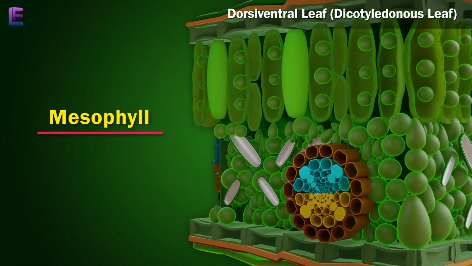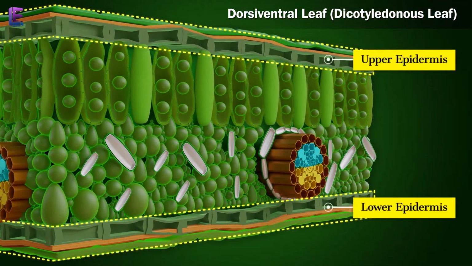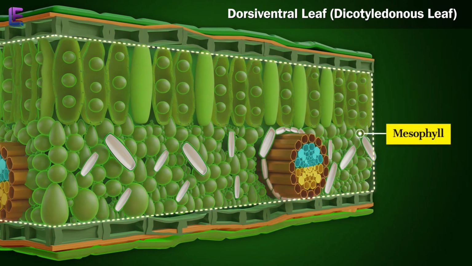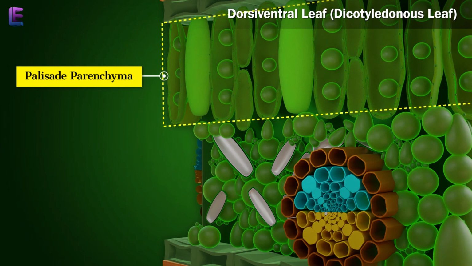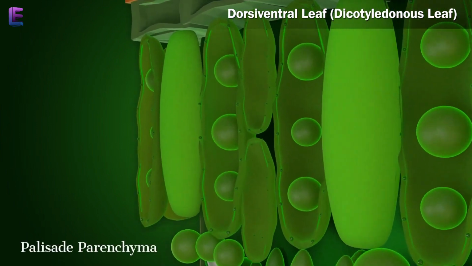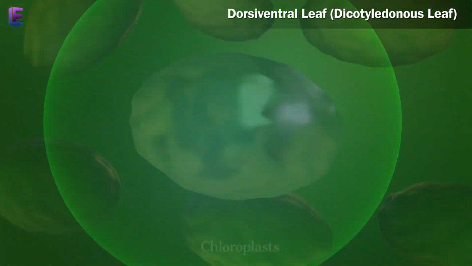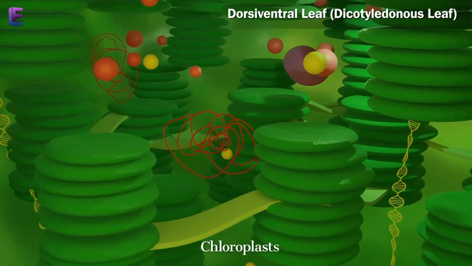2. Mesophyll. The tissue between the upper and lower epidermis is called the mesophyll. It has two parts, the palisade parenchyma and the spongy parenchyma. The cells of the palisade parenchyma are elongated and vertical. They have a large number of chloroplasts which take part in photosynthesis.